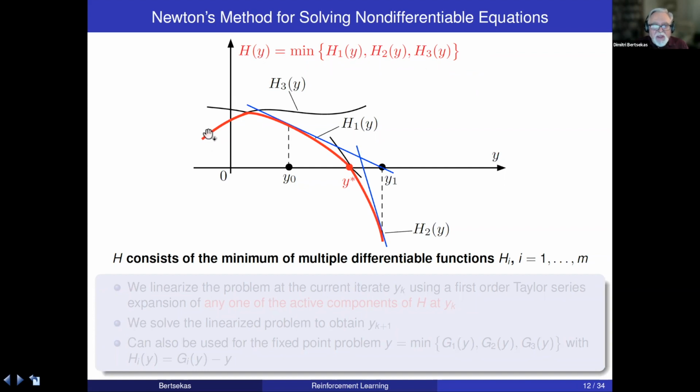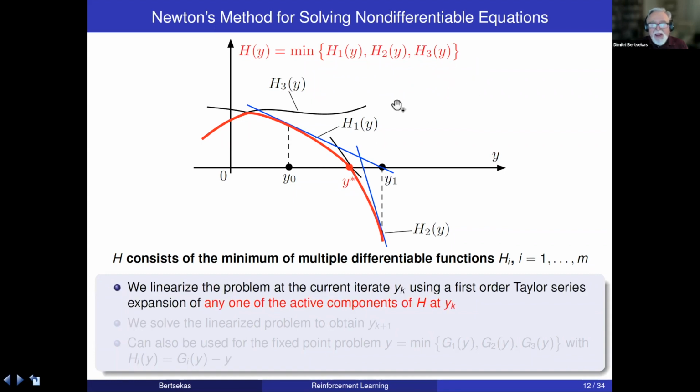And you can see that here's h1, okay? Here is h2, and here is h3. And the minimum of all those is a non-differentiable function. How do you apply Newton's method for finding a zero, y star, of this non-differentiable function? Well, it's a similar rationale. We linearize the problem at the current iterate.